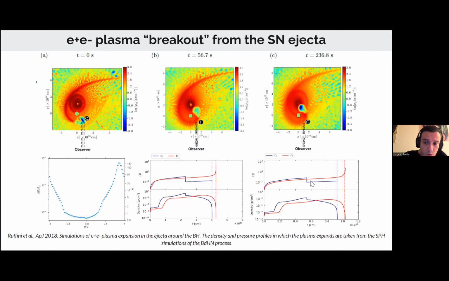You see here the hole I was mentioning, this cavity. So along this part you have the low density, but you have also high density on the borders. And there you can see the breakout of this electron-positron plasma, the transparency along these regions, which can be observed as X-ray or gamma ray flares.